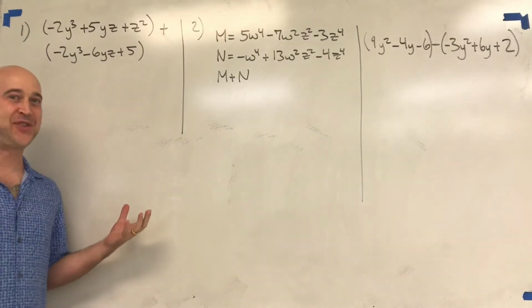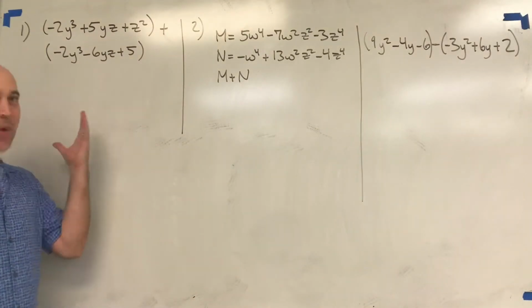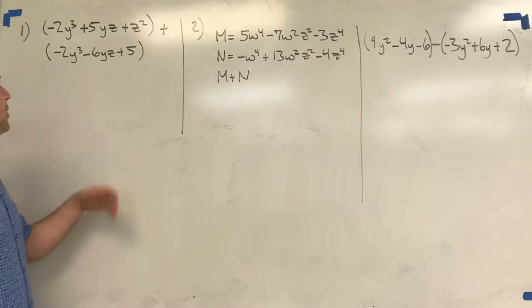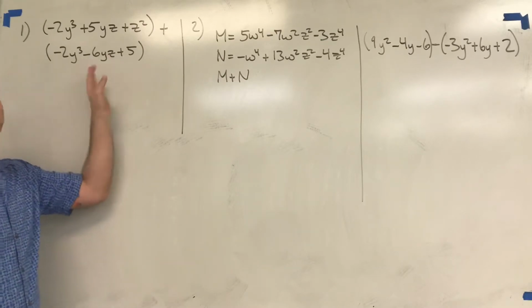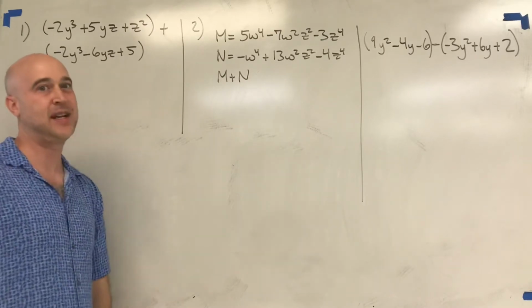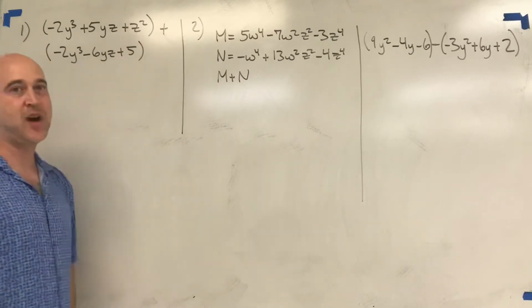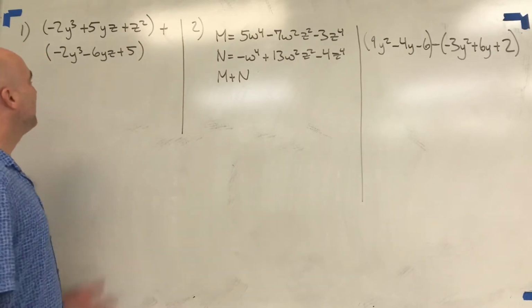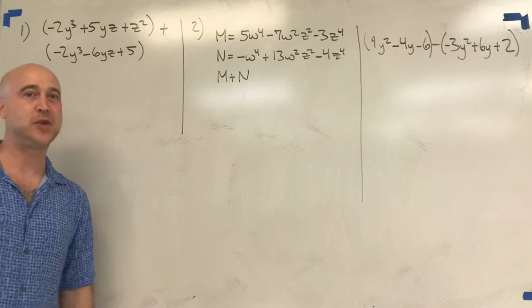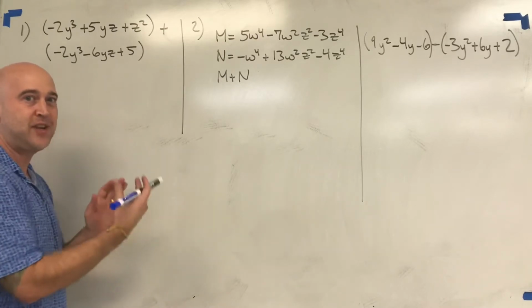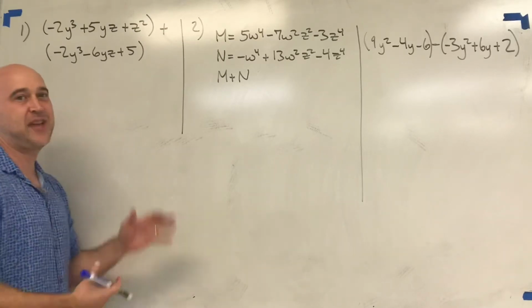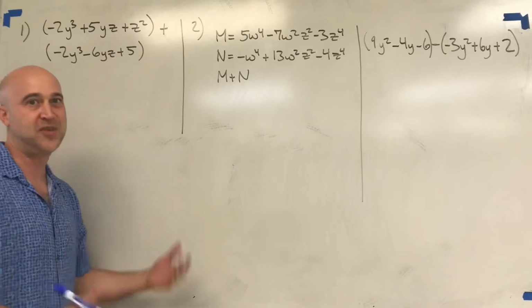Basically we're asked to simplify these polynomials. A polynomial has terms separated by plus and minus signs, and nothing strange is going on with the exponents. So the strategy is to group like terms together, then combine like terms and simplify.